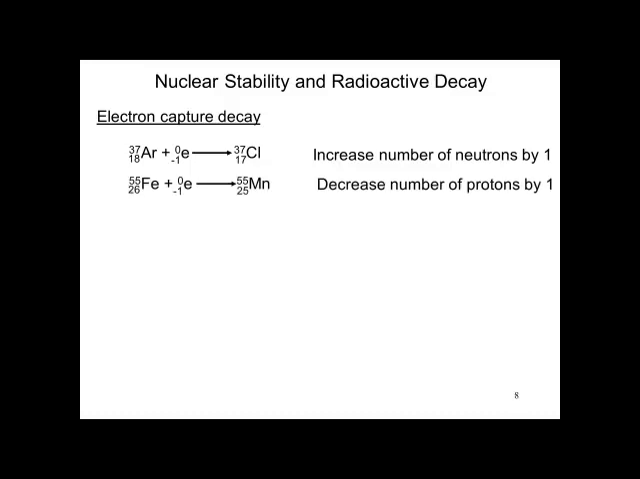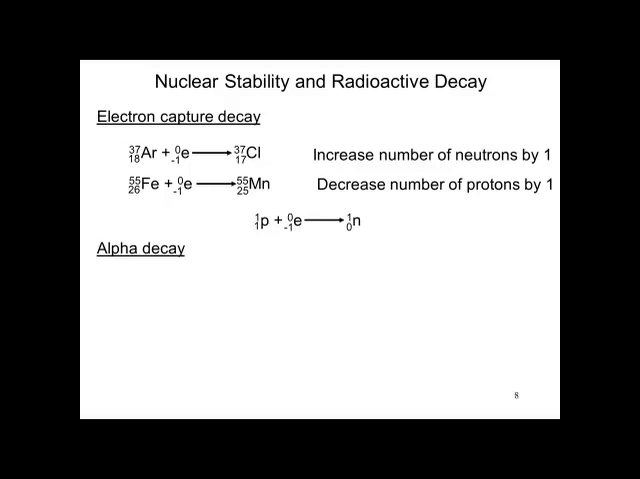There's also electron capture decay. A low-lying electron is captured by the argon nucleus, converting it into chlorine. Iron can do the same thing, converting itself into manganese. Here what is happening is a proton in the nucleus is being converted into a neutron by reaction with an electron.